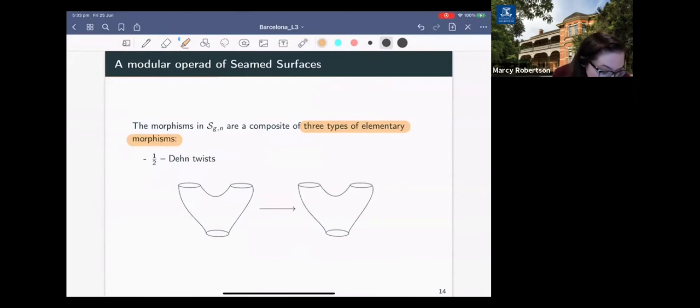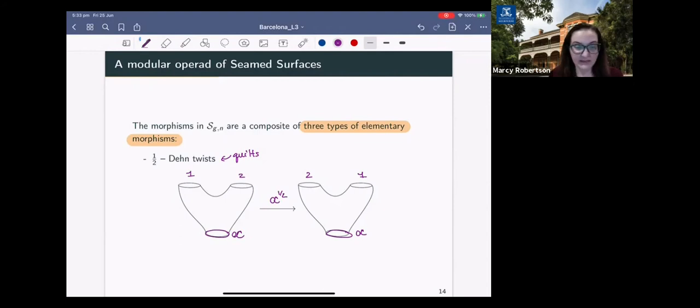One is a half Dehn twist. So this is actually where the quilts are needed. A half Dehn twist means I'm just going to do a nice twist. I'm not going to draw the quilts this time, and I'm going to show if I wanted to do a half Dehn twist around alpha, then I would just look at it like permuting the labels. I would write this maybe like alpha 1/2. So I'm just swapping around, and that's something that's controlled by the quilting. So that's one elementary morphism.